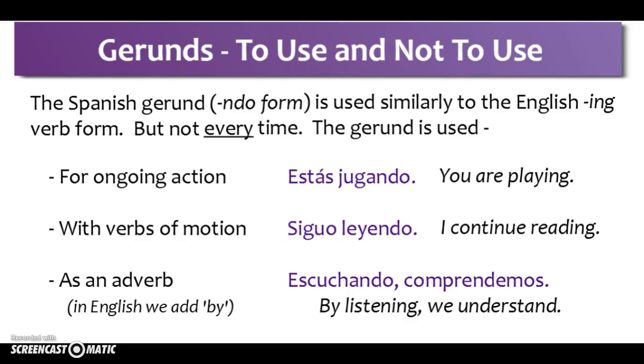If we have verbs of motion, and we'll talk more about those in the next lesson on the present progressive. But with verbs of motion, sigo leyendo, I continue reading. Or when we have an adverb. In English, we would add the word by, possibly in front of these. Escuchando, comprendemos. By listening, we understand.